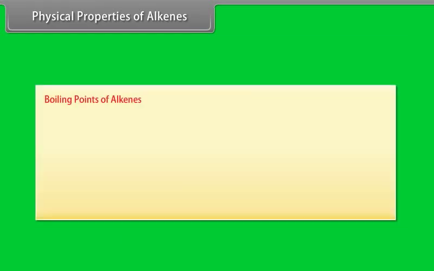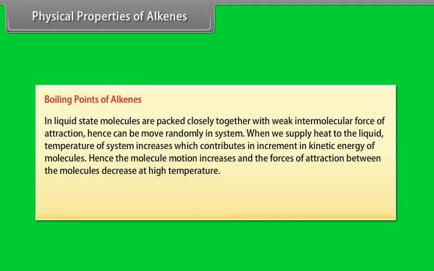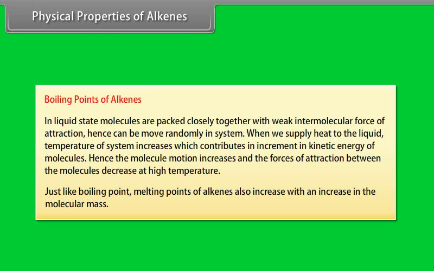Boiling points of alkenes. In the liquid state, molecules are packed closely together with weak intermolecular forces of attraction, hence can move randomly in the system. When we supply heat to the liquid, the temperature of the system increases, which contributes to an increment in the kinetic energy of molecules. Hence, the molecular motion increases and the forces of attraction between the molecules decrease at high temperature. Just like boiling point, melting points of alkenes also increase with an increase in the molecular mass.